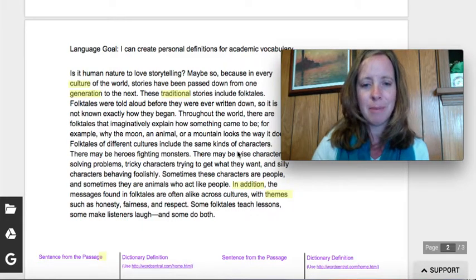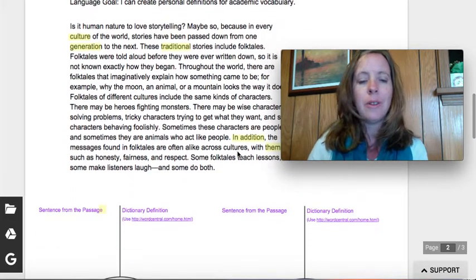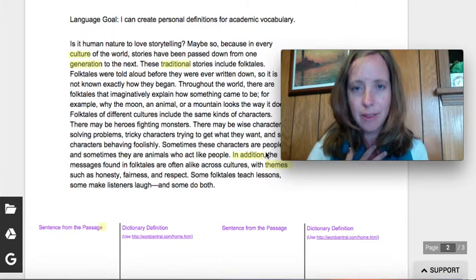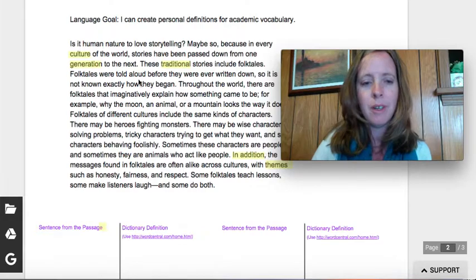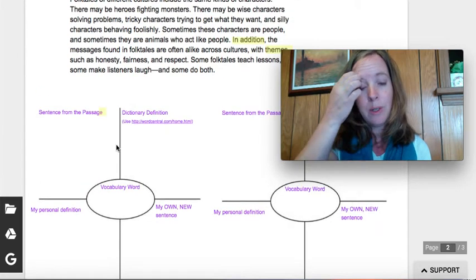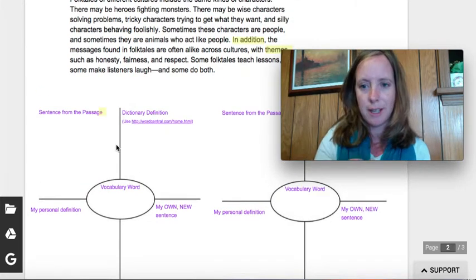Okay, that was the example passage. Now, your vocabulary words: there are 5 in mine, and there will be 5 in yours as well. These are the vocabulary words that we're going to be working with. So culture is one. Your assignment will look just like this.